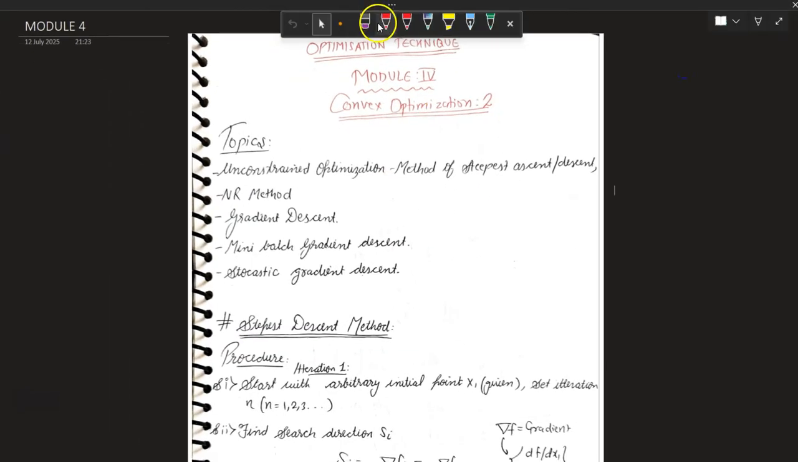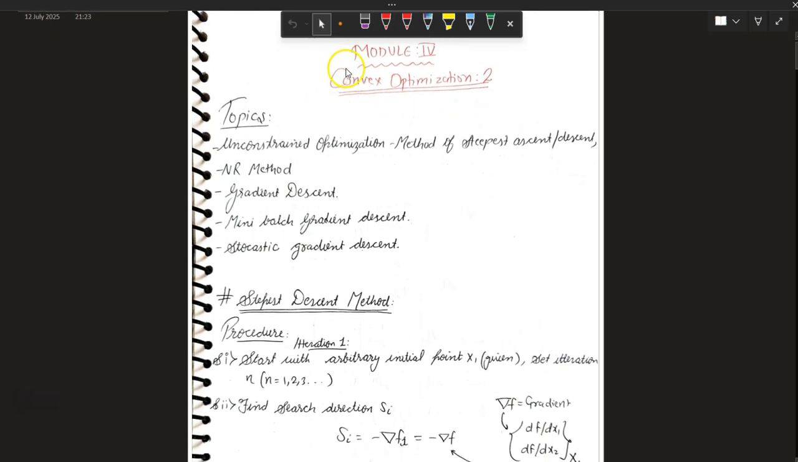So hello friends, today we will start with module 4 of optimization technique, and this module contains the topics unconstrained optimization, that is method of steepest ascent descent, NR method, gradient descent, mini batch gradient descent, stochastic gradient descent. So these three are totally theoretical based and these two are numerical. Okay, so you can expect at least one question from this and two questions from this.